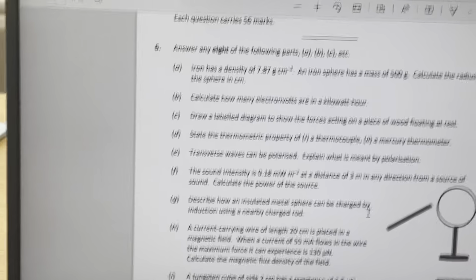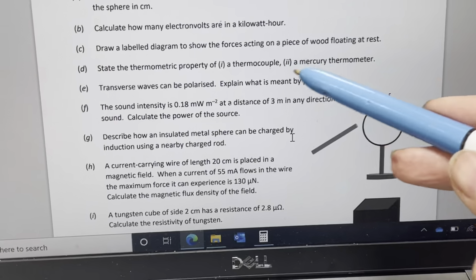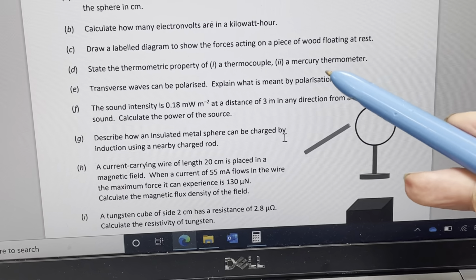Okay. Thermometric properties of a thermocouple and a mercury thermometer. Well, the mercury thermometer is fairly simple.